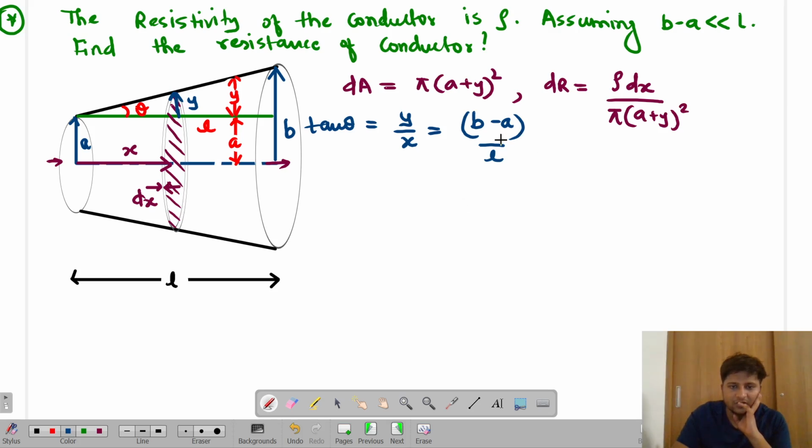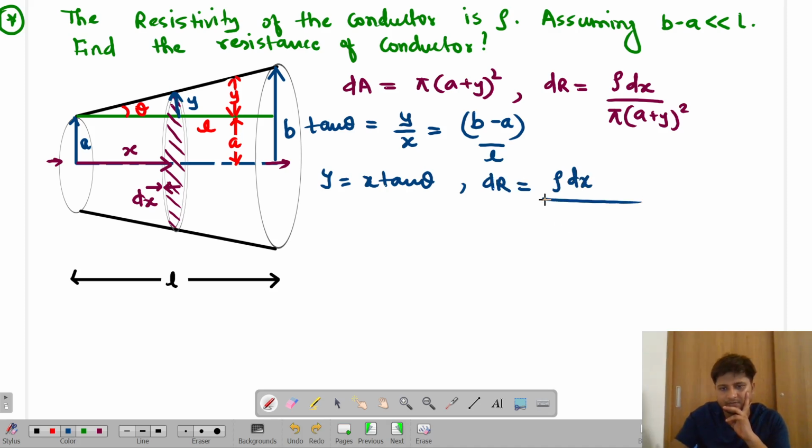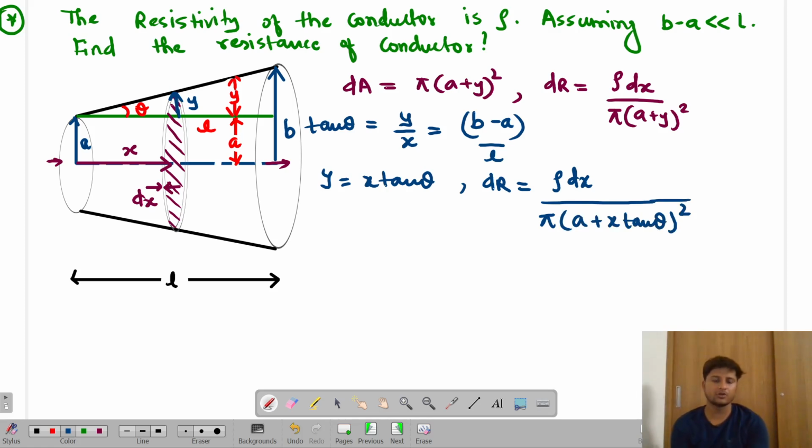So I can use the formula. If I want to write dx here, I should write y in terms of x. So y is equal to x tan theta. So put it over here. dR is equal to rho dx by pi (a plus x tan theta) whole square. Are you able to get me or not?